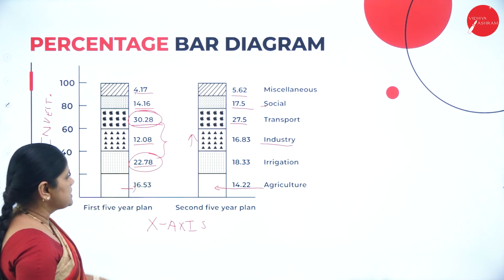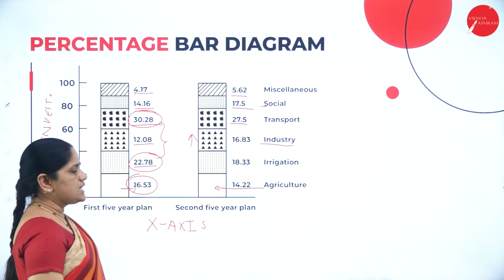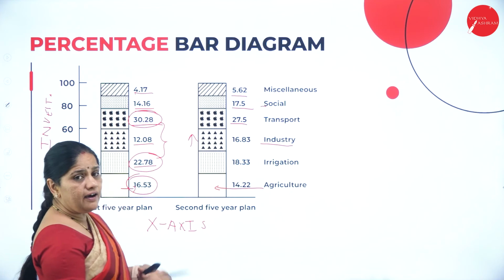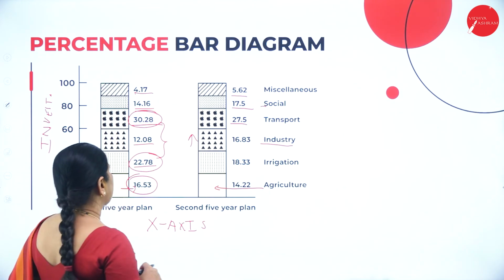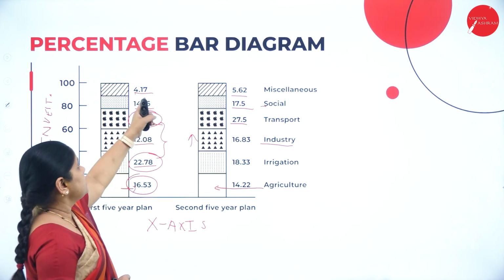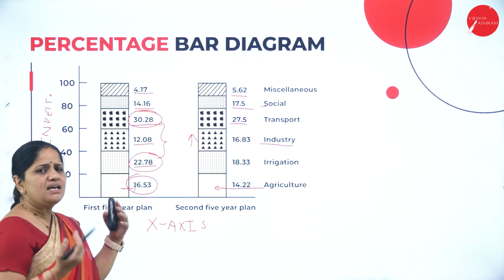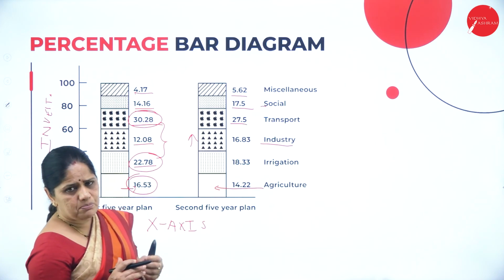Then third comes the agricultural sector. So, agriculture has taken the third place in the first 5-year plan. Then followed by the social services, and then we have the miscellaneous. So, miscellaneous means it is something which is not specific.